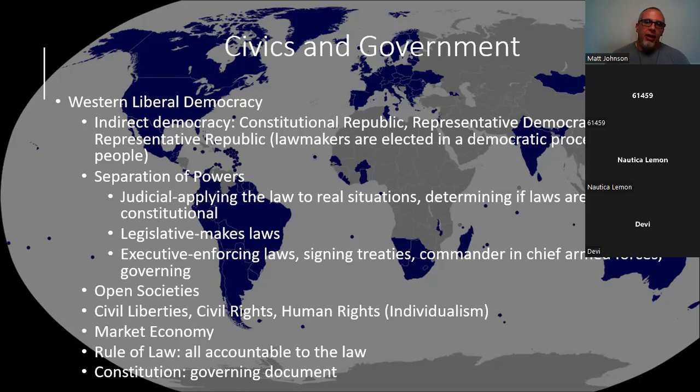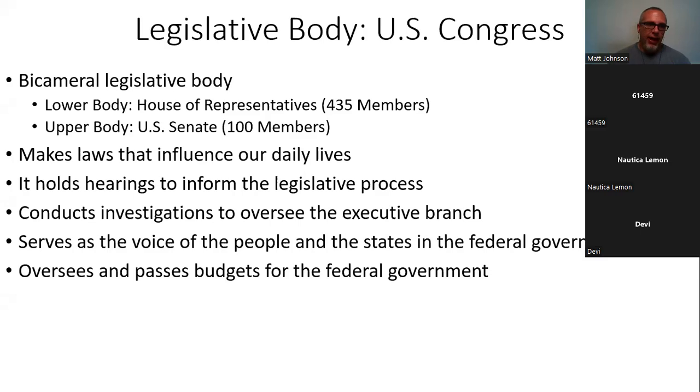And finally, with most of these, and of course, even with other types of government, there is a governing document that the state tries to adhere to when it comes to ruling, when it comes to governance, when it comes to making new laws. So that's basically the idea behind Western liberal democracy. Now, talking a little more specifically about our branches of government. And today we'll probably just get through the legislative branch, right?